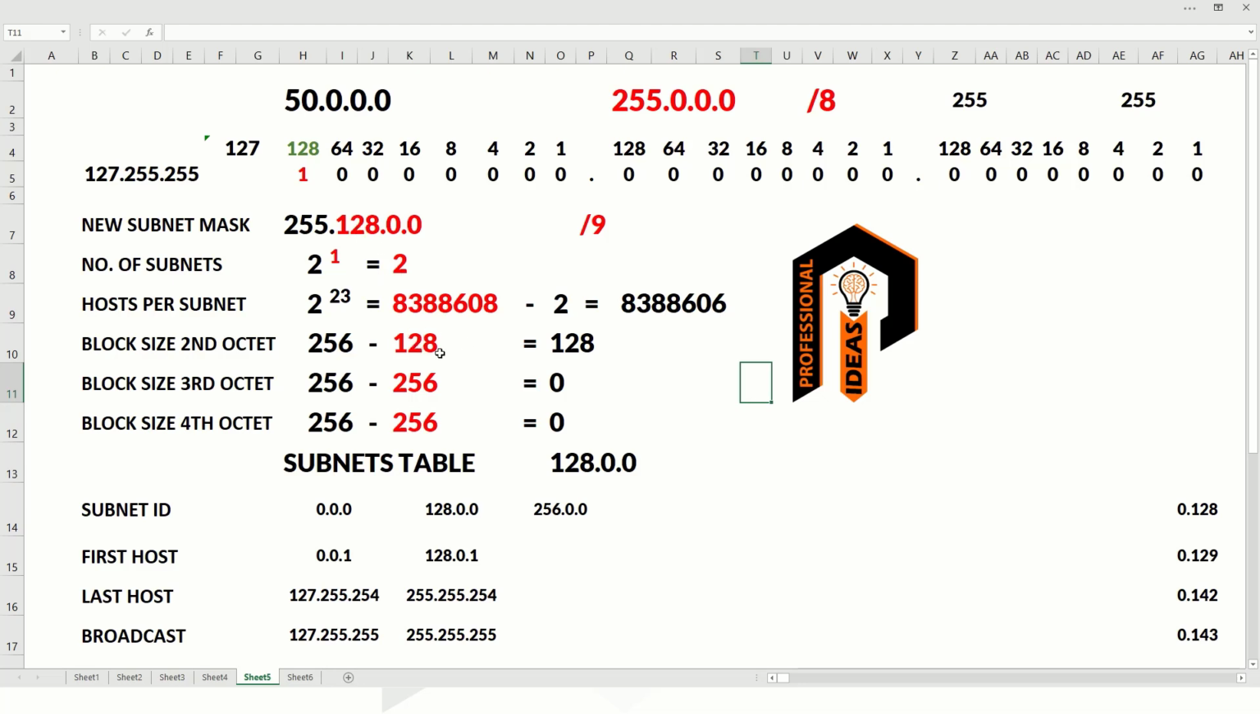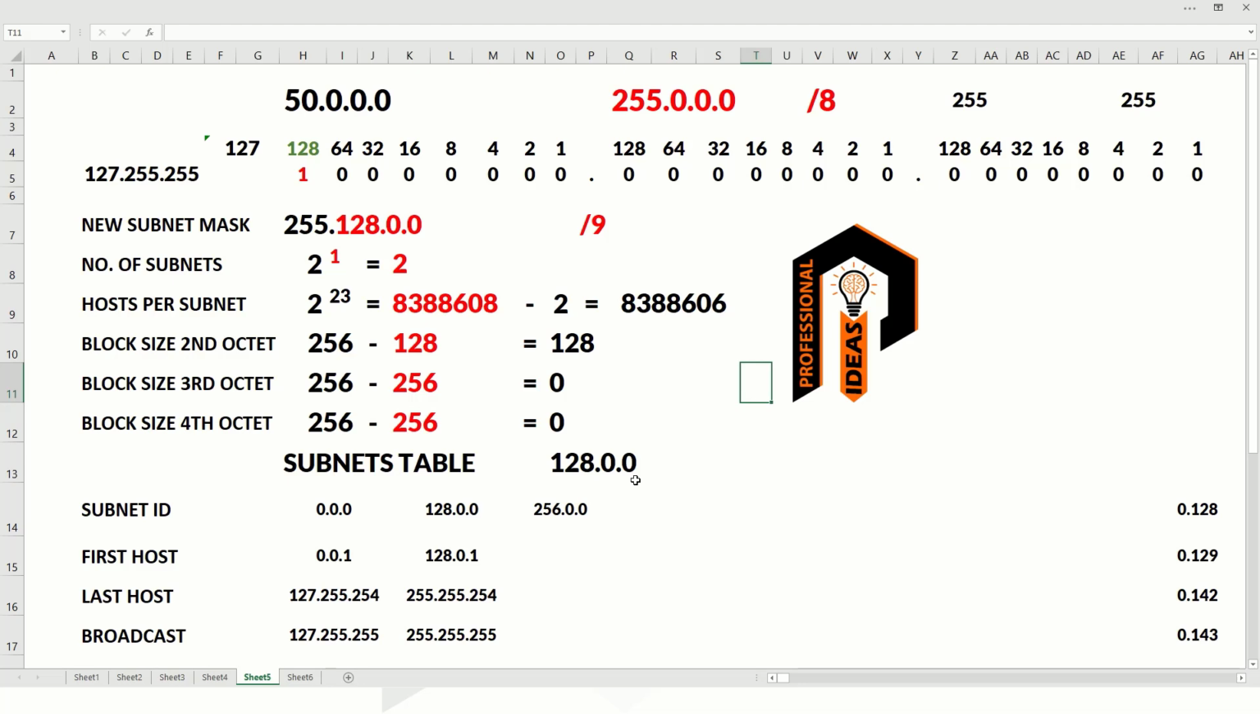The block size of the subnetwork will be 256 minus 128. That will be equal to 128 for second octet. 256 minus 256 equals 0 for third octet, and 256 minus 256 is equal to 0 for fourth octet, because we did not borrow any bit from third and fourth octets. So the block size we get is 128.0.0.